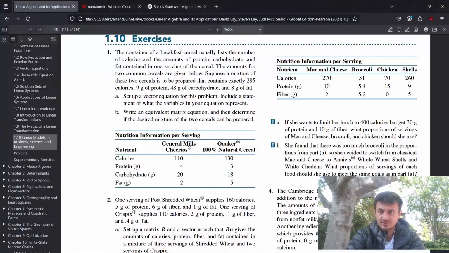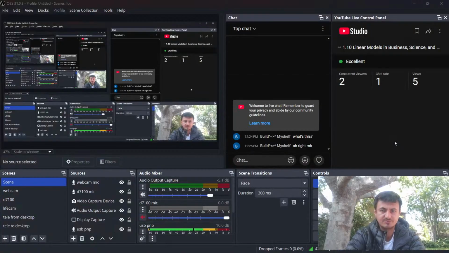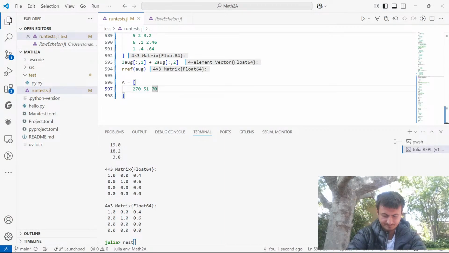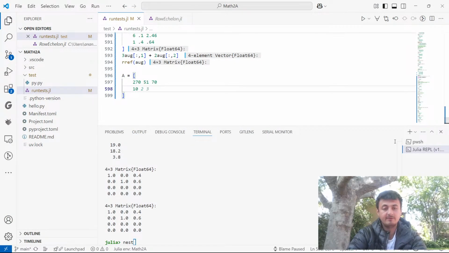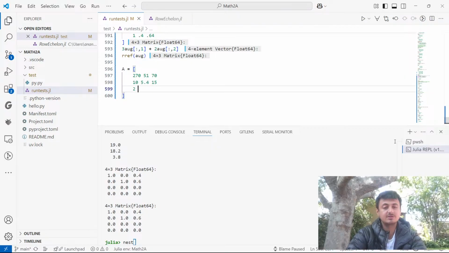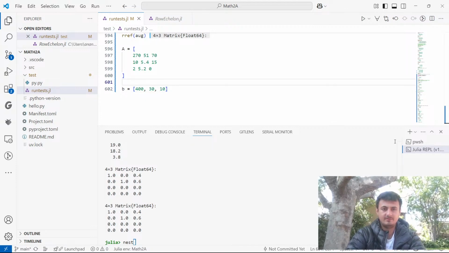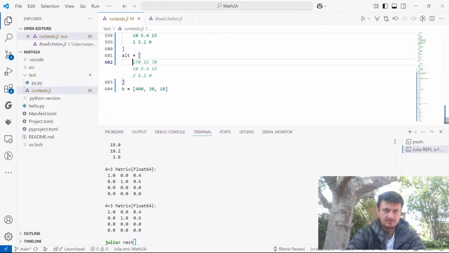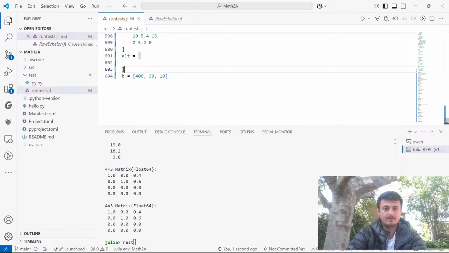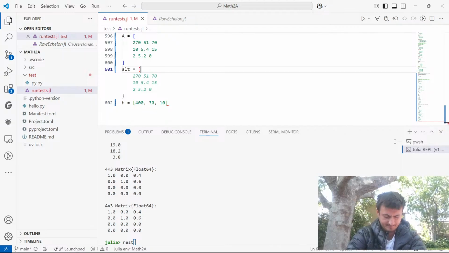Okay, what is the question? The question is what proportions? So we should just build, we'll do this. 70, 10, 5.4, 15, 2, 5.2, and 0. Okay, then we have b is equal to 430 and 10. And then the alternate is 260, 9, and 5.